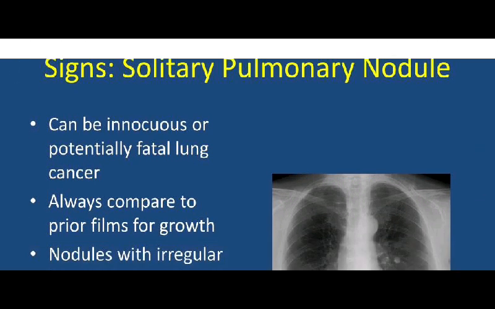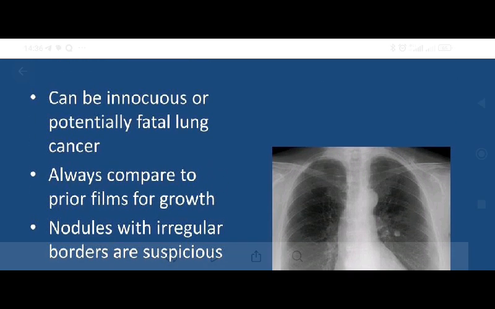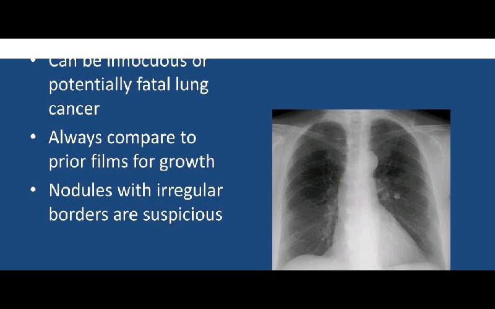Now, remember I told you that between a nodule and a mass, there is not much difference except for the sizes. A nodule is, I think, 2 to 3 mm. It's small inside. Well, let's look at this photograph now. You can see it in the left middle lobe. You can see a round structure depicting a nodule. You can't call this a mass. It's a nodule. It's trying to tell you that when you see this, it is depicting a potentially fatal lung cancer. You have to always compare to prior films for growth, and nodules with irregular borders are suspicious.